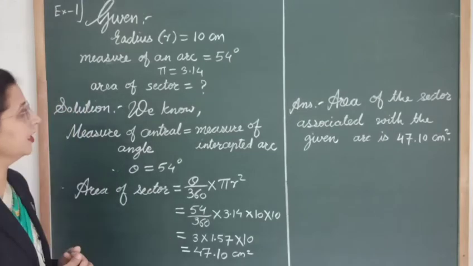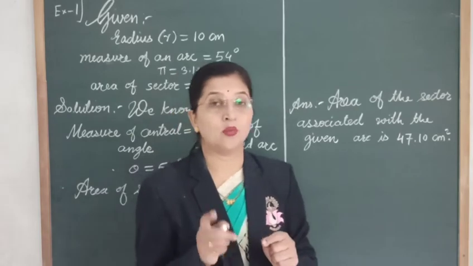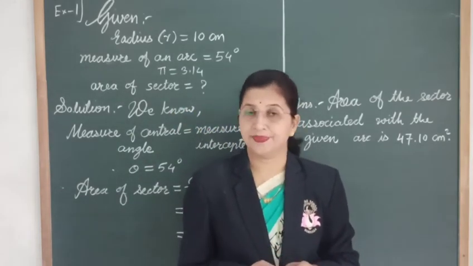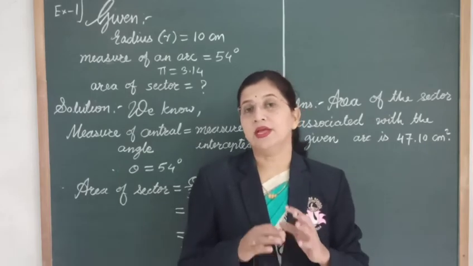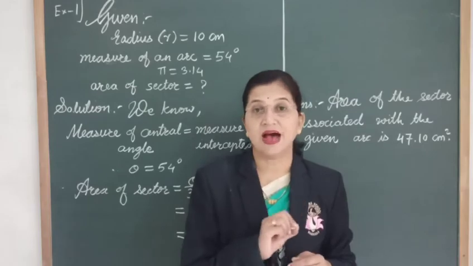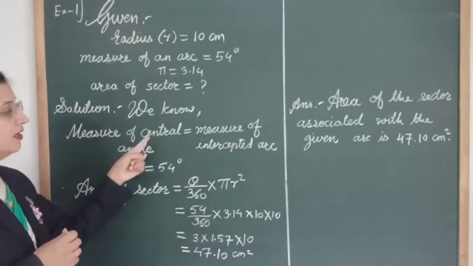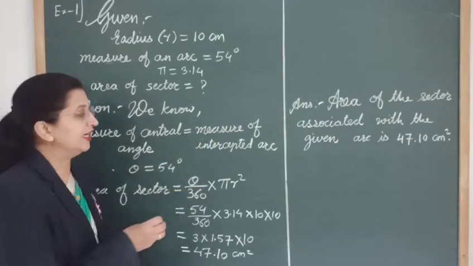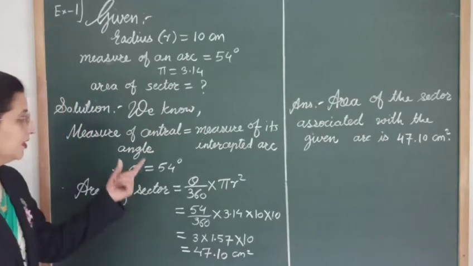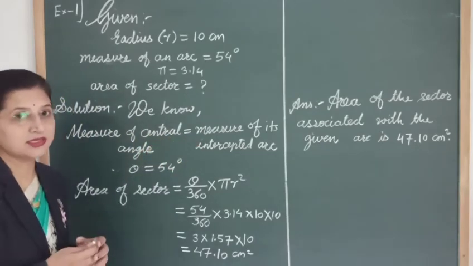Okay. So dear students, here we know that to find the area of a sector we need theta. And what is theta? Theta is nothing but the measure of the central angle. Now in this question, instead of giving the measure of the central angle, we are given the measure of the arc. But we know that the measure of a central angle is equal to the measure of its intersected arc. Right. This relation we have studied in the second chapter, that is circle.